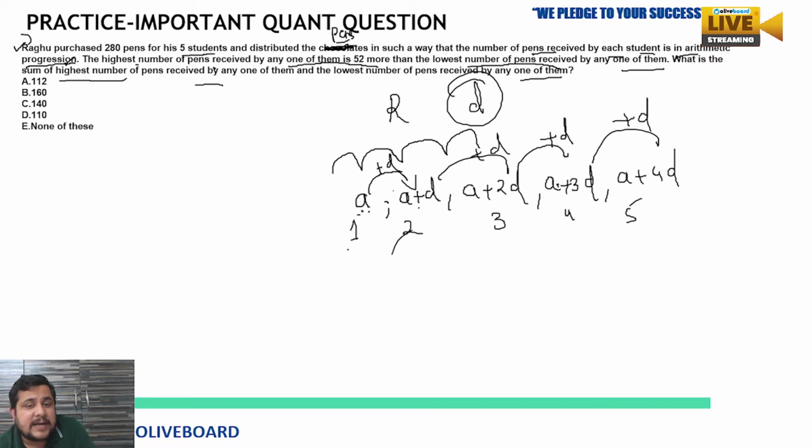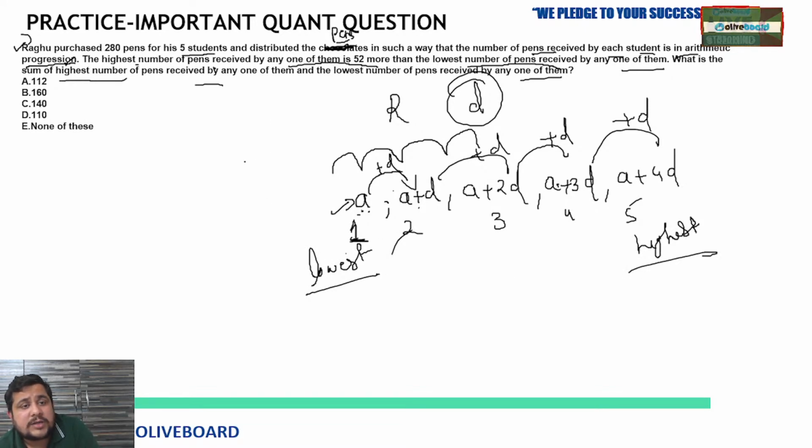So if we assume that the lowest quantity is A and the difference is D, because it is following an arithmetic progression, the difference from first to second, second to third would be the same. So this would be the lowest and this would be the highest. We know the total number of pens is 280. So A plus A plus D plus A plus 2D plus A plus 3D plus A plus 4D equals 280.